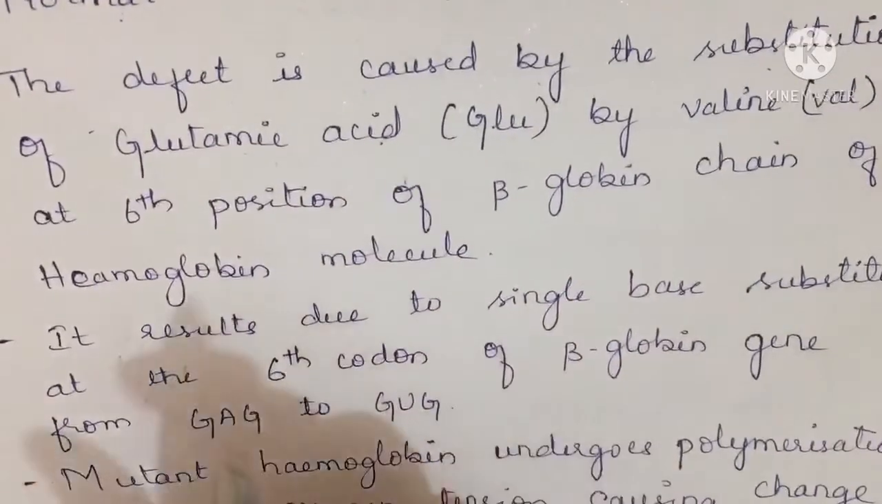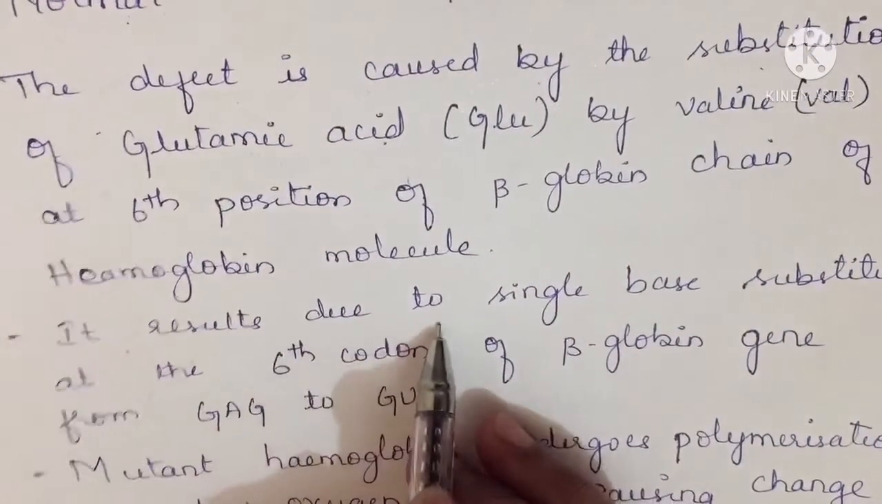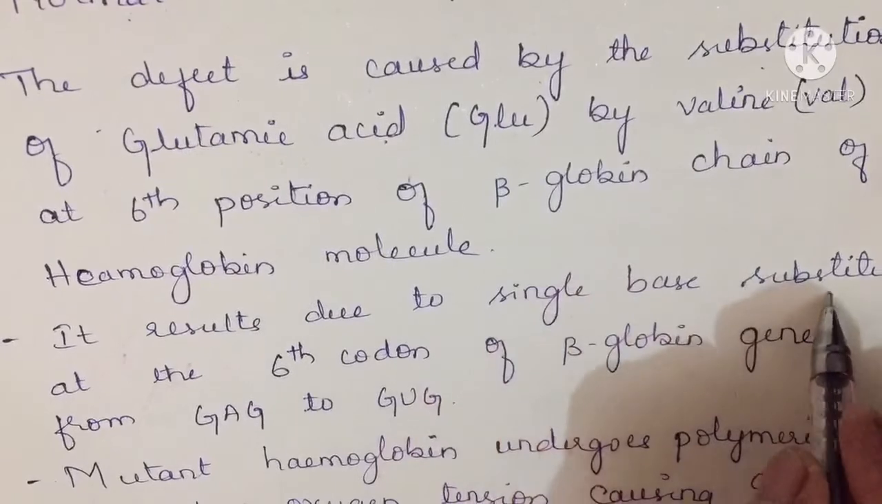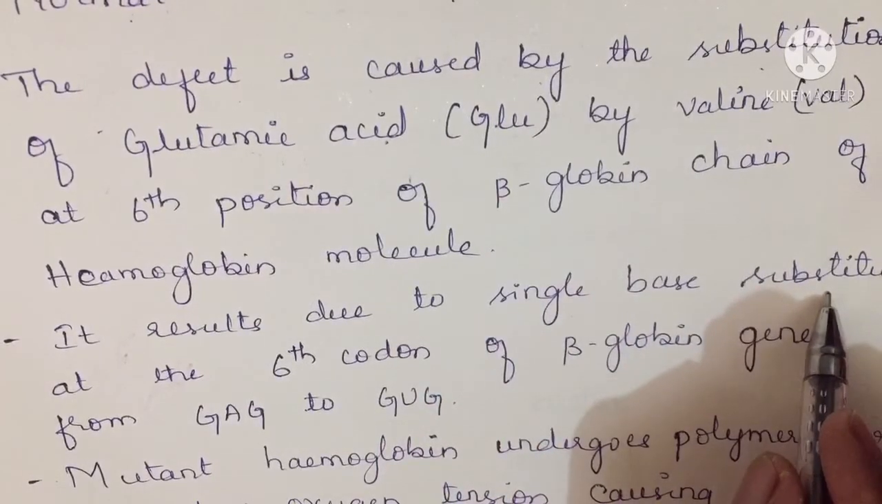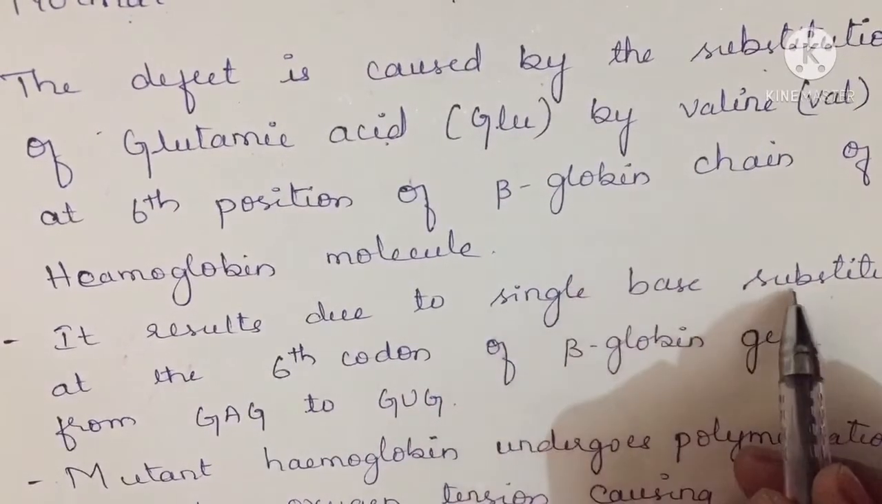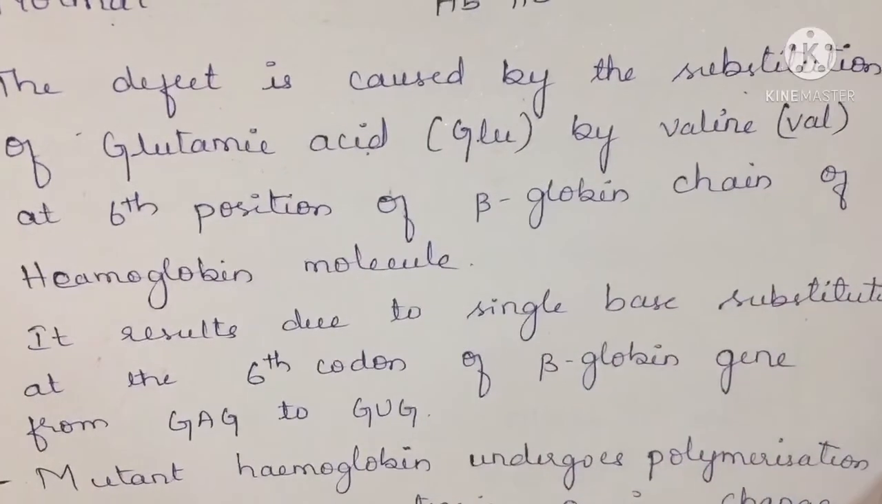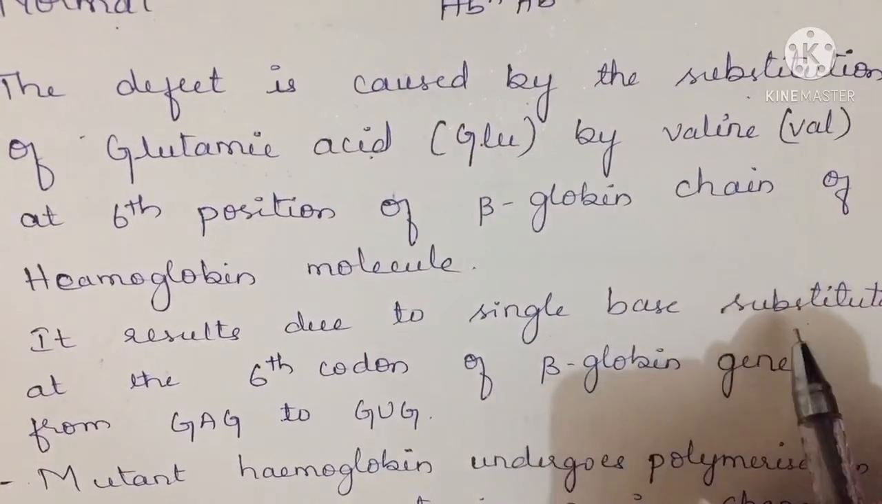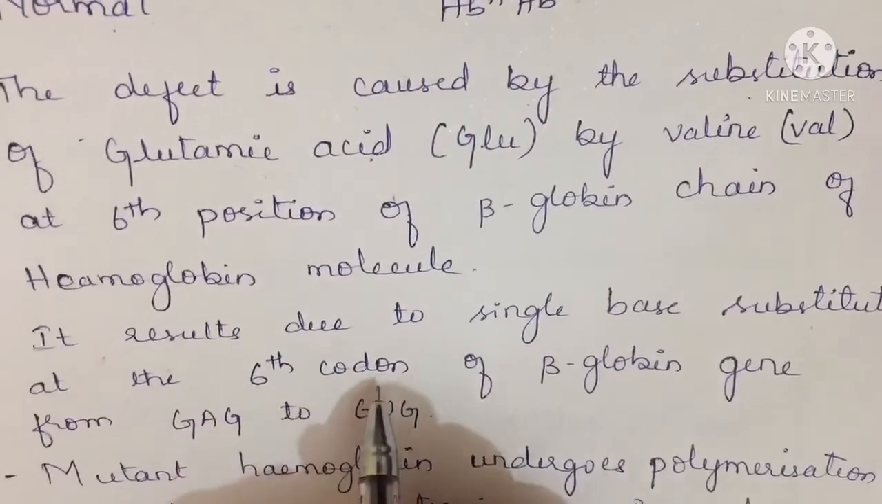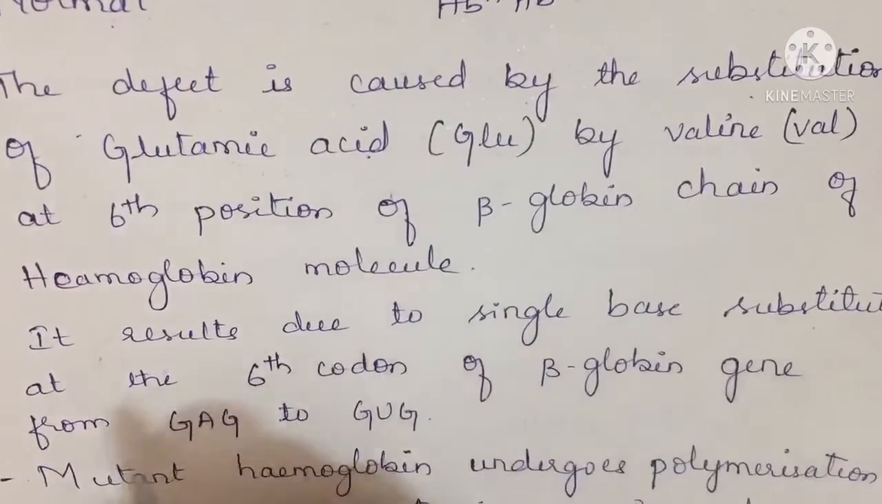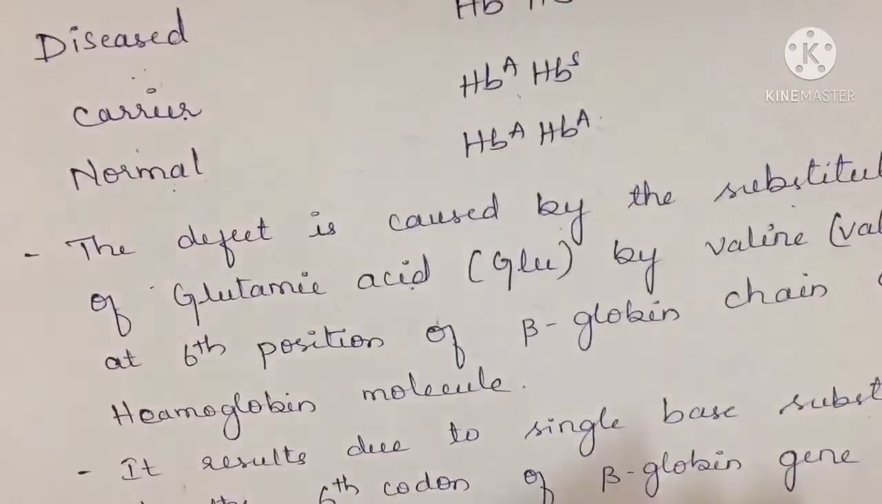Why does it take place? It results due to single base substitution. Substitution means, as you know, replace. Single base substitution at the 6th codon of beta globulin chain from GAG to GUG. We have seen this.